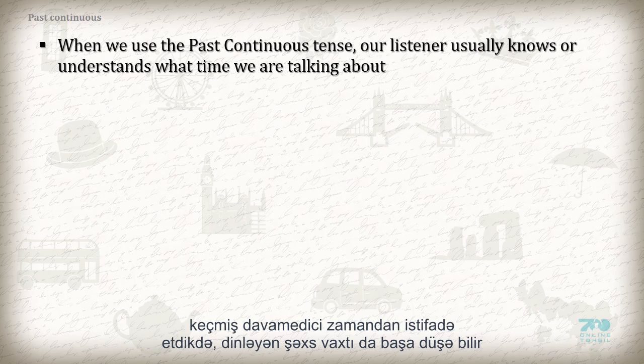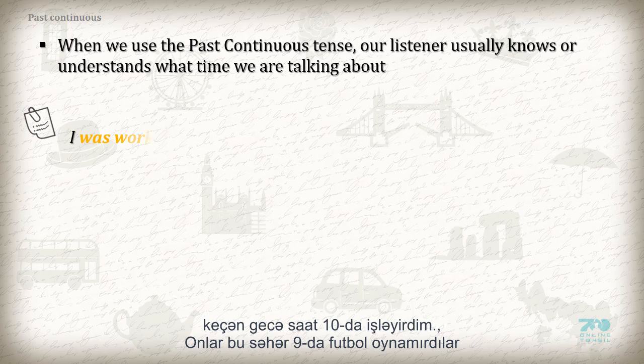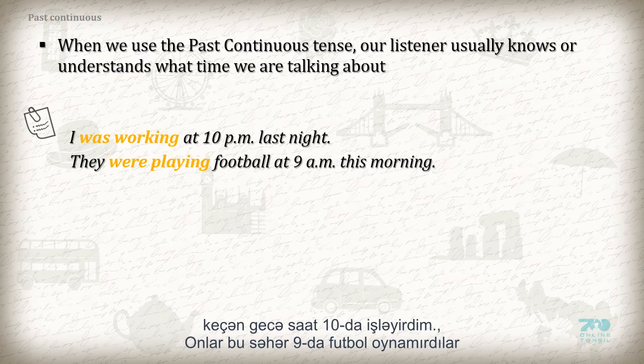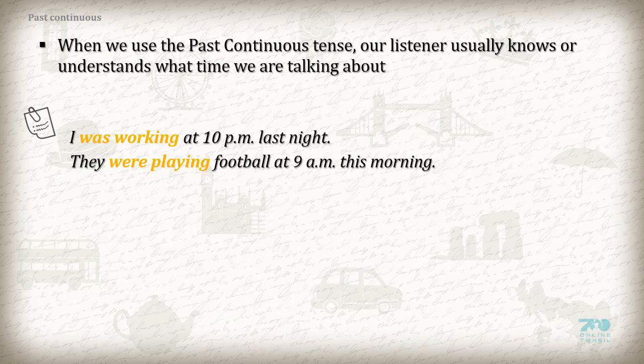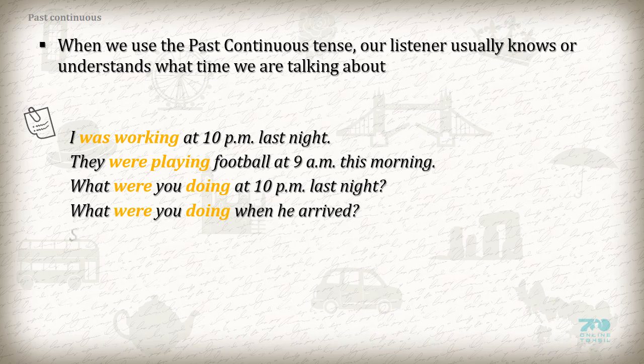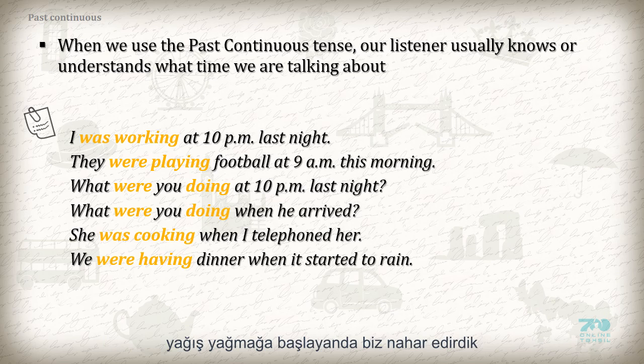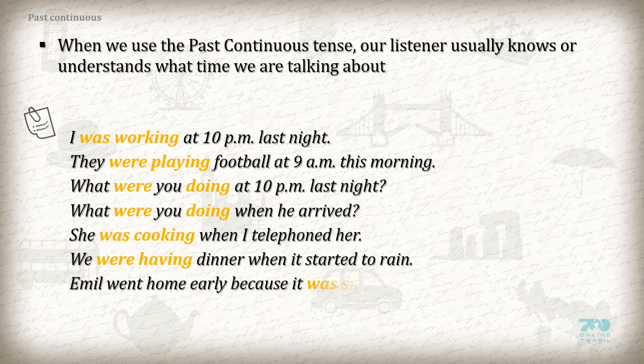When we use the past continuous tense, our listener usually knows or understands what time we are talking about. Look at these examples. I was working at 10 p.m. last night. They were playing football at 9 a.m. this morning. What were you doing at 10 p.m. last night? What were you doing when he arrived? She was cooking when I telephoned her. We were having dinner when it started to rain. Emil went home early because it was snowing.